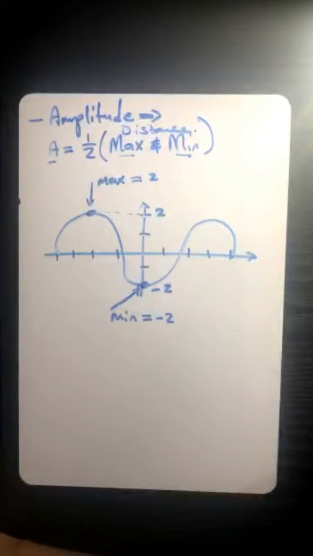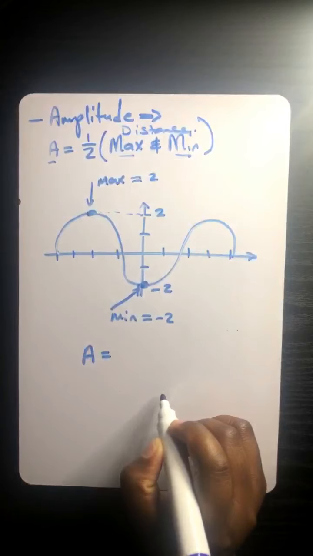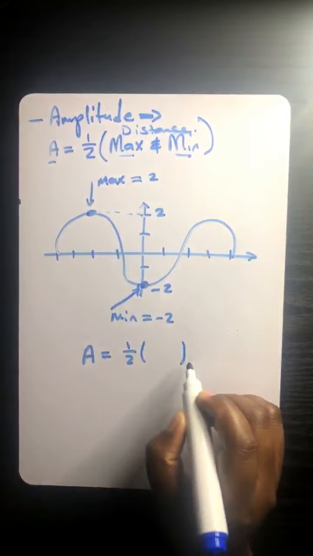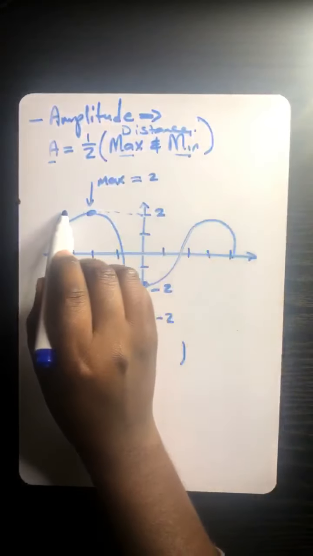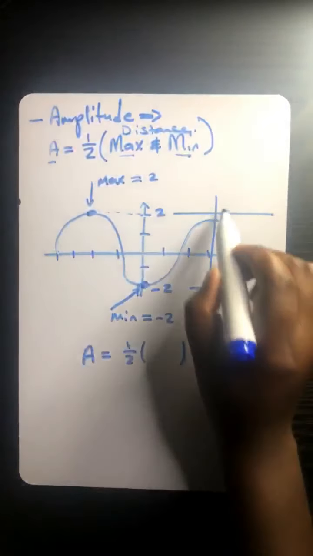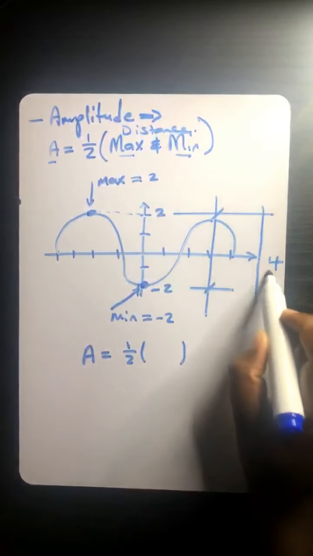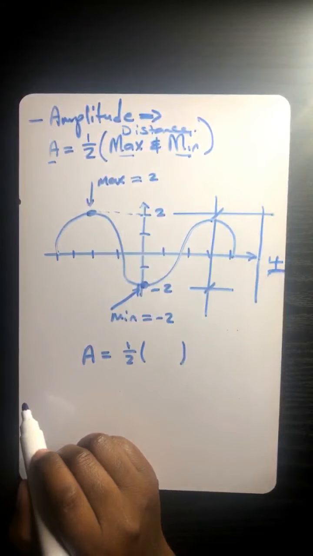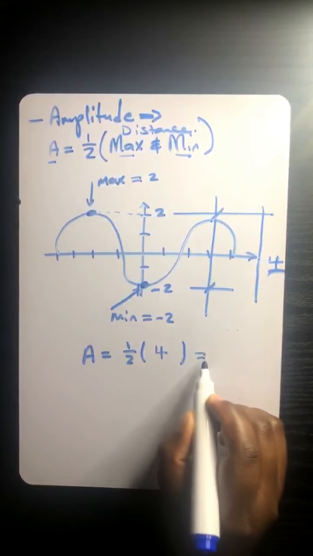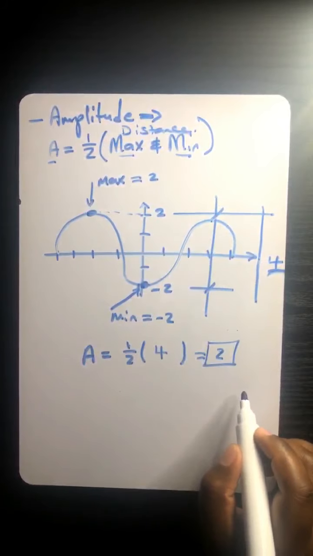Yes, sir. Okay, so if you have to calculate the amplitude, you are going to say the amplitude is equal to half of the distance between the max and the minimum. You tell me, isn't it that the distance from there to there is 2 plus 2, being 4? It is, sir. So that means there you are having 4, which means the amplitude is actually equal to 2. Very, very important, ladies and gentlemen.